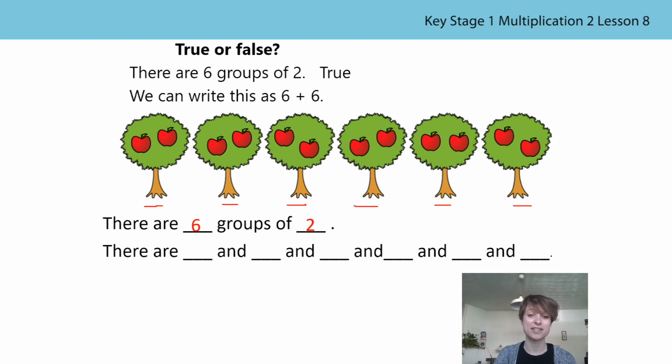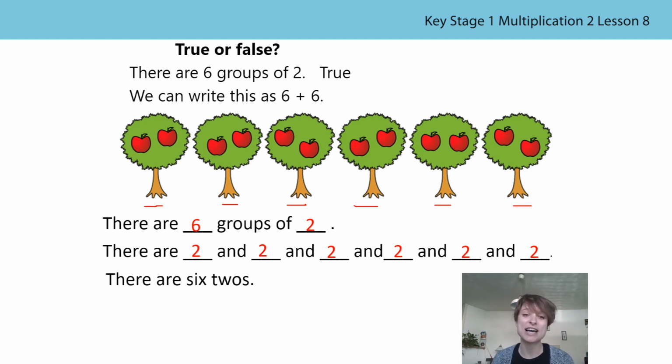Okay, can you help me with this sentence? There are 2 and 2 and 2 and 2 and 2 and 2. Wow, that's a lot of 2s. That's a really long sentence, isn't it? I wonder how many 2s there are in that sentence. Can you count them and check? That's right, we can say that there are 6 2s.